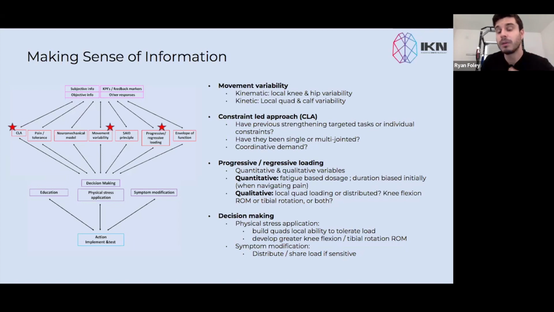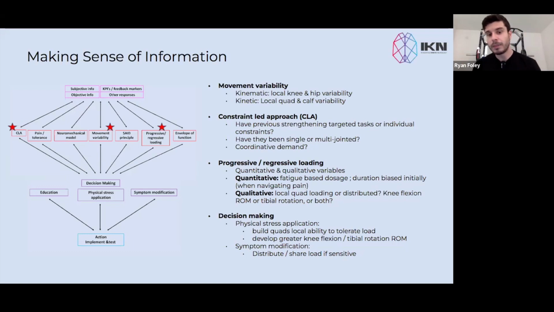So are they single or multi-jointed? Is there a high coordinated demand? So if we are asking the client to coordinate motion and force across the spine, the hip, the knee, and the ankle, like in a squat, we are making things more coordinatively demanding, which again increases their opportunity to shift stress away from the target tissue, like the quads in this example.